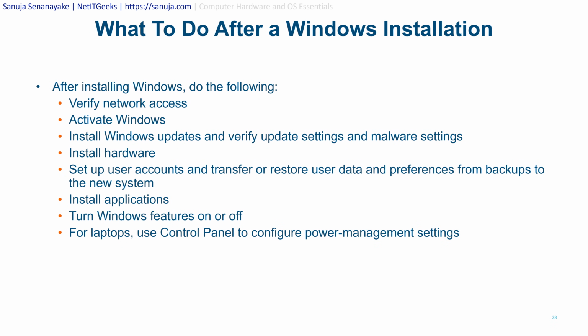What to do after a Windows installation? After installing Windows, do the following: verify network access, activate Windows, install Windows updates and verify update settings and malware settings, install hardware, set up user accounts and transfer or restore user data, and perform any backups to the new system so that system preferences and user preferences are done accordingly. Install applications, turn Windows features on or off depending on whatever you want to do with this device.